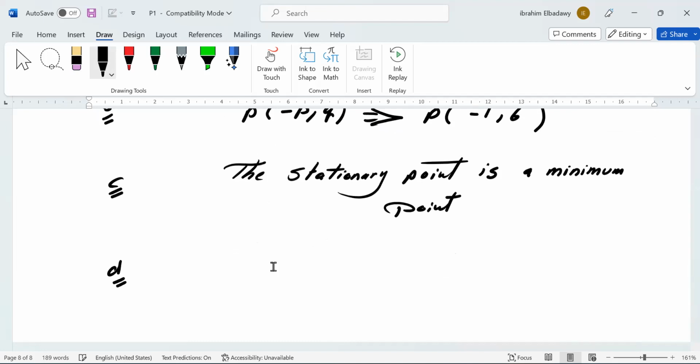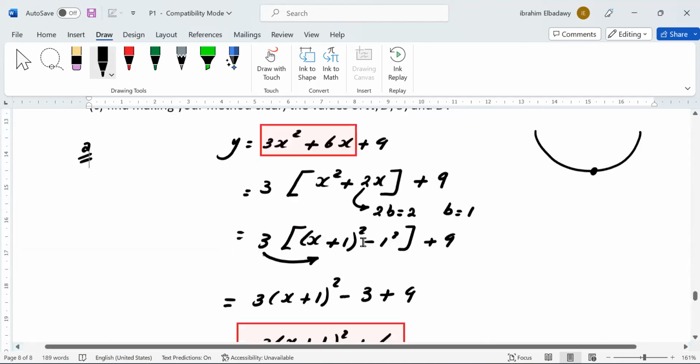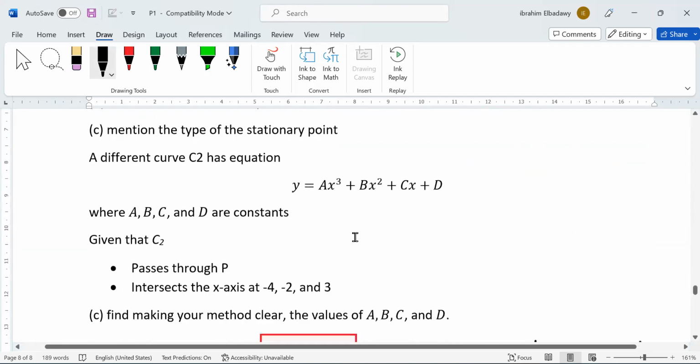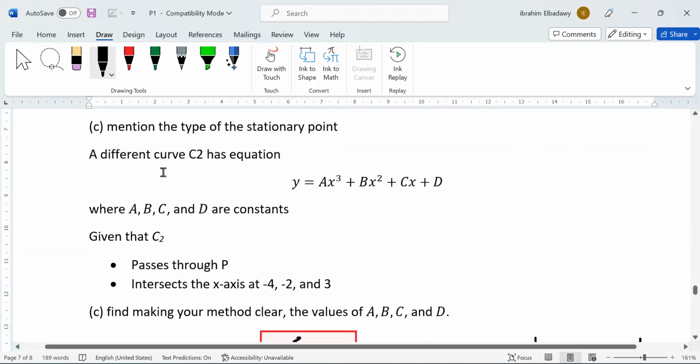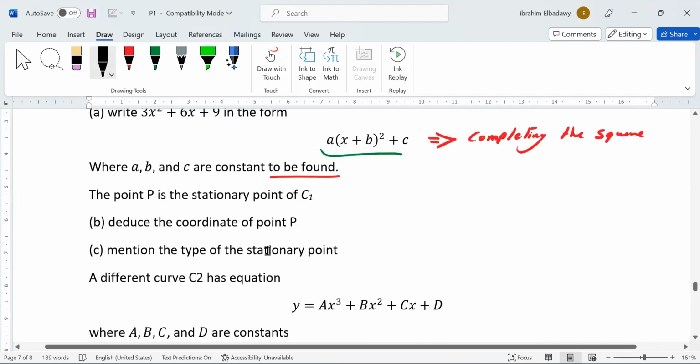Question number D. Okay. A different curve C2 has equation y equals ax cubed plus bx squared plus cx plus d. A, b, c, and d are constants. Given that C2 passes through the point P. Okay, you already know P. Be careful because he already asked here to deduce the point P, the stationary point of curve C1.